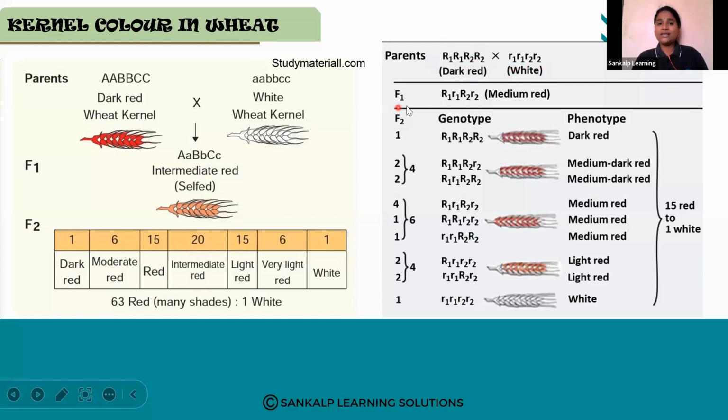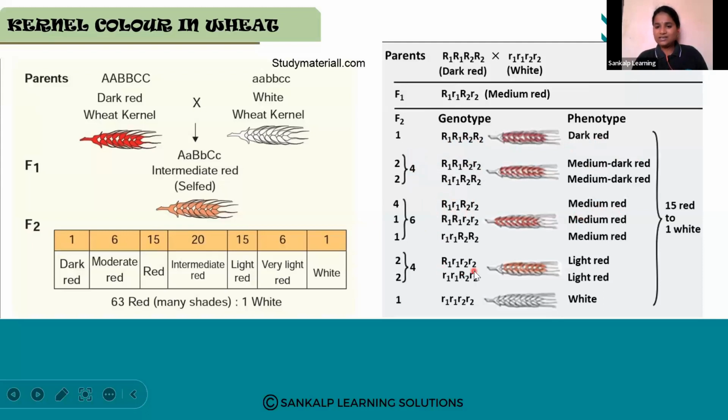Whatever they got in the F1 generation was intermediate or medium red. In the F2 generation, see what we got: all are dominant here, R1, R1, R2, R2. So it is dark red. In the second variety, 4 plants like this were obtained. Here the number of dominant alleles is more, so it is medium dark red. When you consider this one, here we have only 2 dominant alleles. So it is medium red.